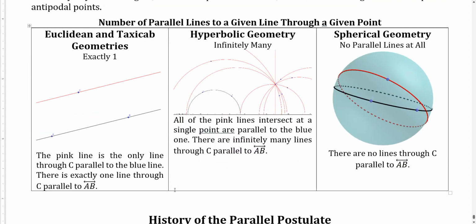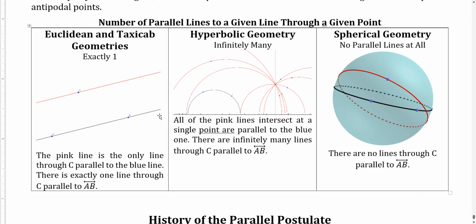So here are some illustrations. In Euclidean geometry and taxicab, there's exactly one parallel. In spherical geometry, there are no lines parallel. So if you look here, you take a line here and a line here. No matter where you place these, they're going to intersect in a pair of antipodal points.